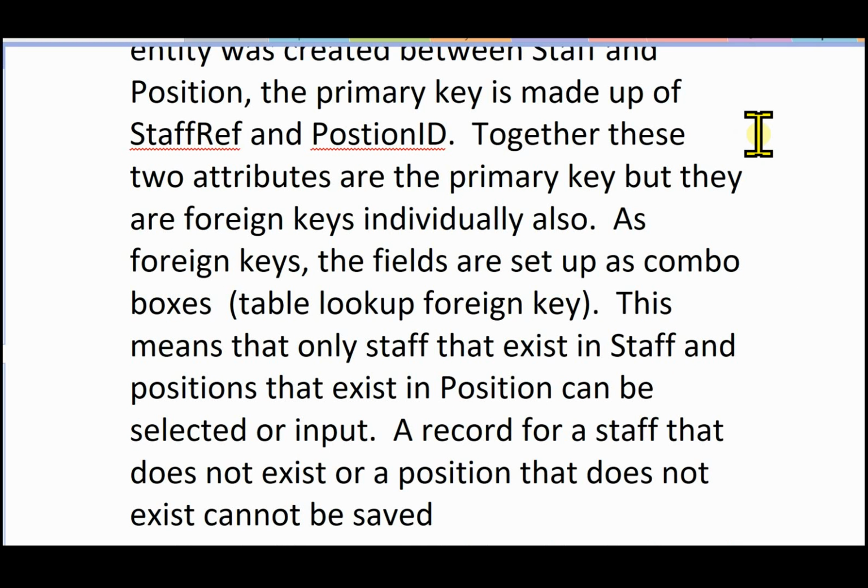Together, these 2 attributes are the primary key, but they are foreign keys individually also. As foreign keys, the fields are set up as a combo box, table lookup foreign key. This means that only staff that exist in staff and positions that exist in position can be selected or input. A record for a staff that does not exist or a position that does not exist cannot be saved.